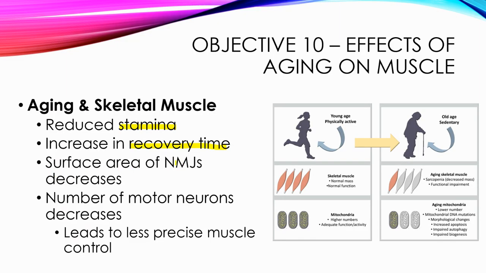The surface area of your neuromuscular junctions decreases, which is going to decrease that stimulation. And you also have a decrease in the number of motor neurons. And so all of this is going to lead to a lessening of your muscle function and a lessening of your muscle tissue as a whole.